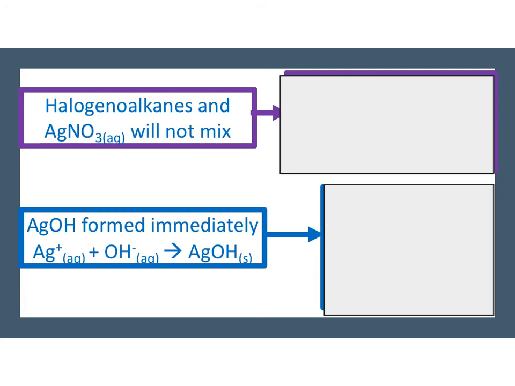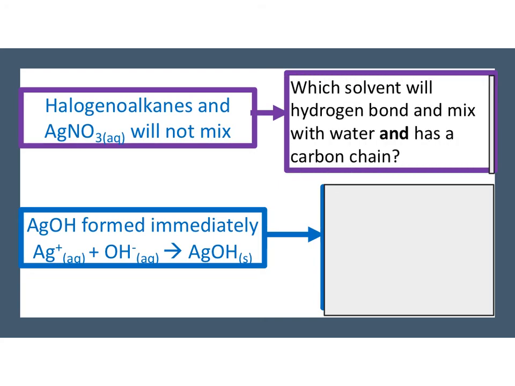So here are some hints. First one, halogenoalkanes and silver nitrate solution not mixing. So we need to find a solvent which will both hydrogen bond and will mix with water and will also dissolve halogenoalkanes. So think of one which has a carbon chain and also hydrogen bonds.